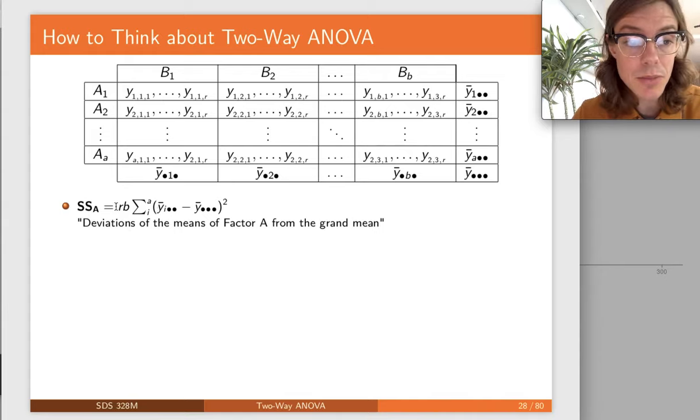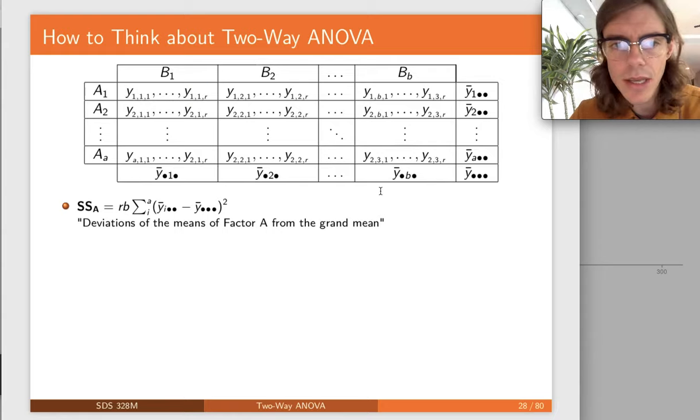So just like before, the sum of squares for factor A: how far is this row mean from the overall mean? How far is this one from this one, squared; this one from this one, squared? You have to weight them by the number in each row. The number in each row is just the number of groups of the other factor times the number in each cell. So if there are 5 in each cell times 3 different columns, that gives you 15 in this row.